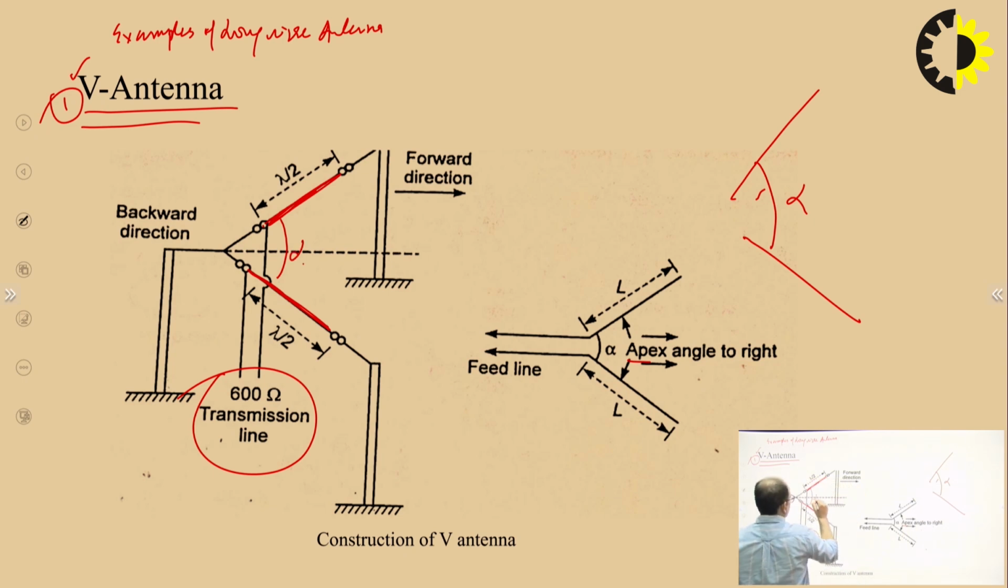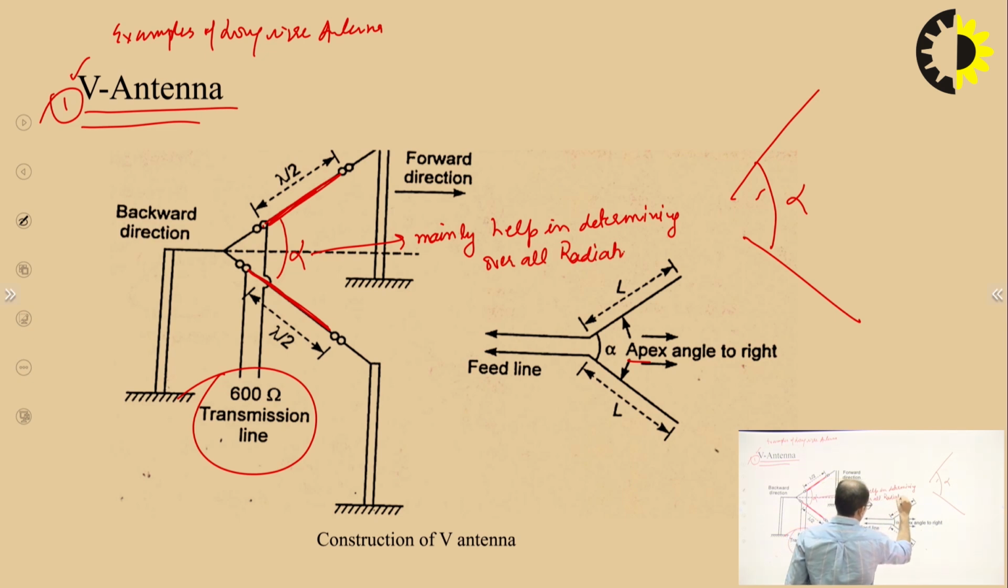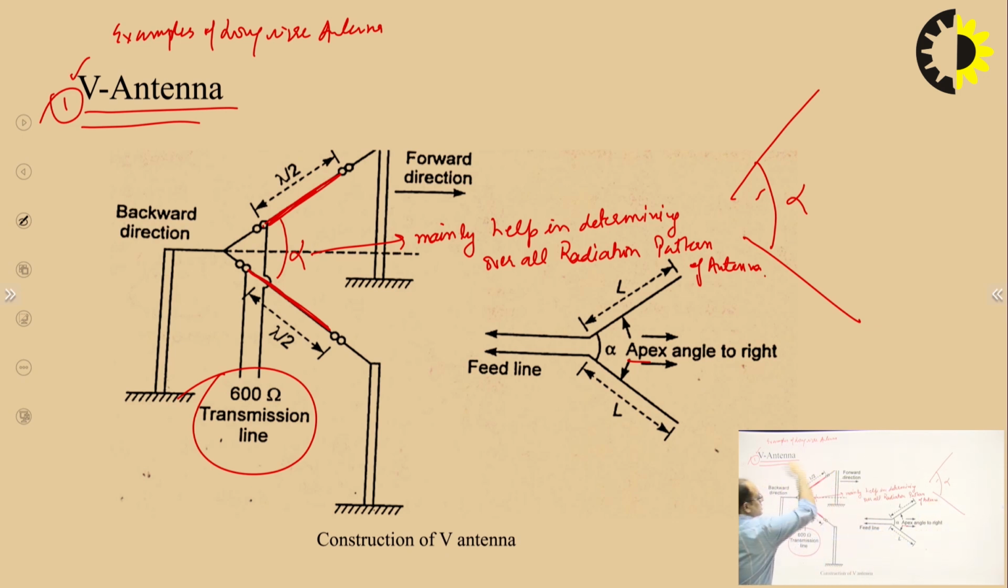This apex angle alpha mainly helps in determining the overall radiation pattern of the antenna. If I say this is the whole antenna, the overall radiation pattern mainly depends on the length of the antenna and also the angle between the two legs, that is the apex angle.